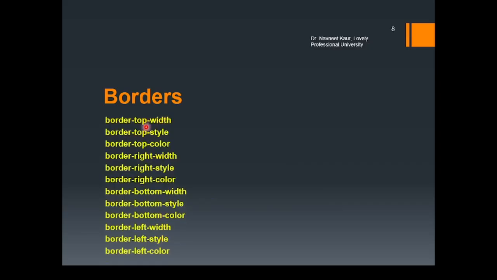So if you want to apply a top width, you can use border top width. Style from the top will be used at border top style. Color from the top is border top color. Similarly, if you want everything from the right hand side, you can use border right width, border right style, border right color. From the bottom, you can use border bottom width, border bottom style, border bottom color. And everything, if you want from the left hand side, you can use border left width, border left style, and border left color. So let's implement all these and try to understand how these work.